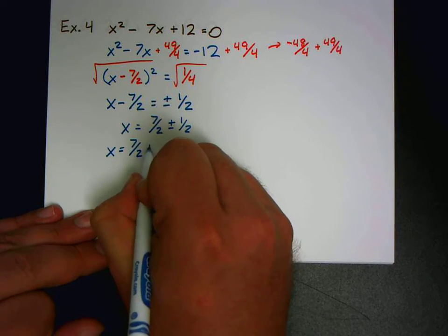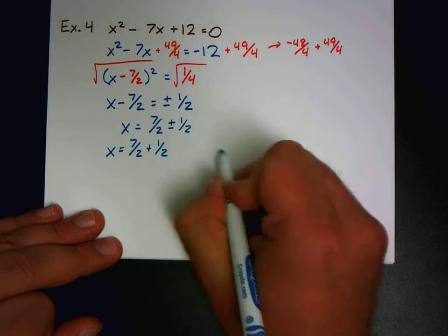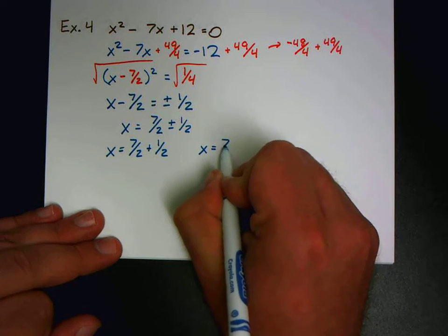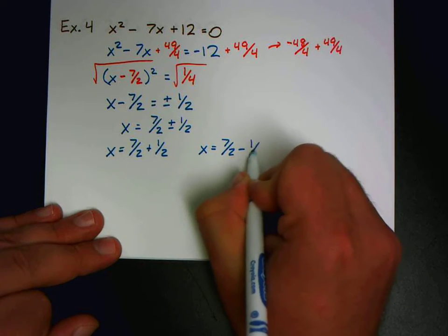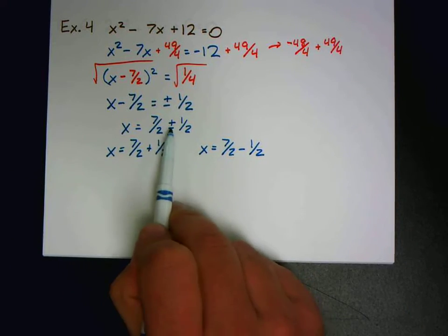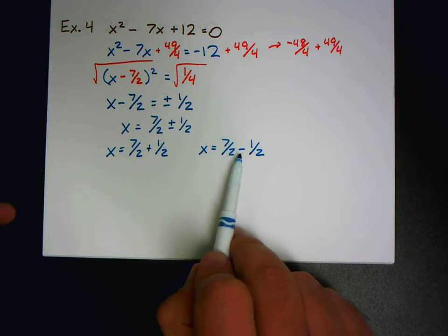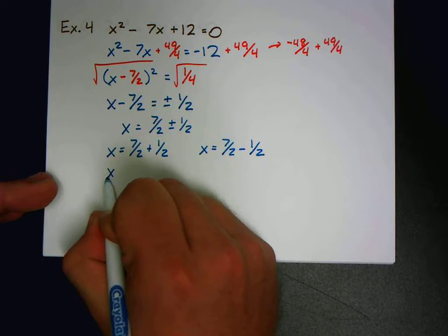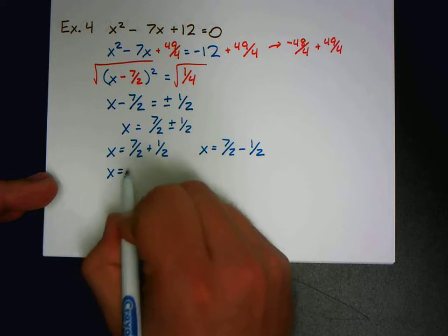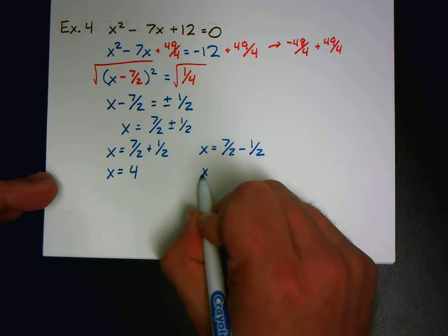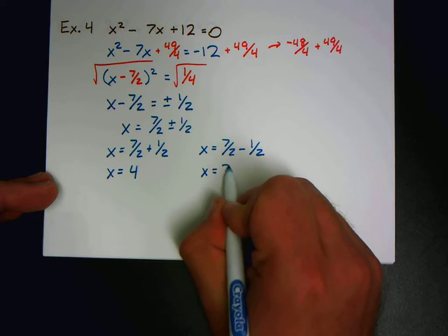Just to make sure that we're all on the same page, this means we have this and this. So this is 8 halves, which is 4. This is 6 halves, which is 3.